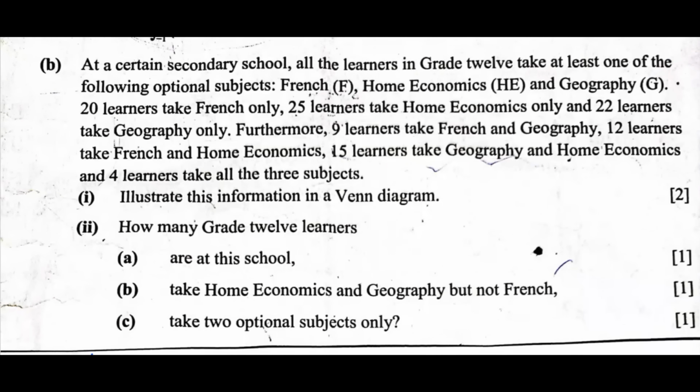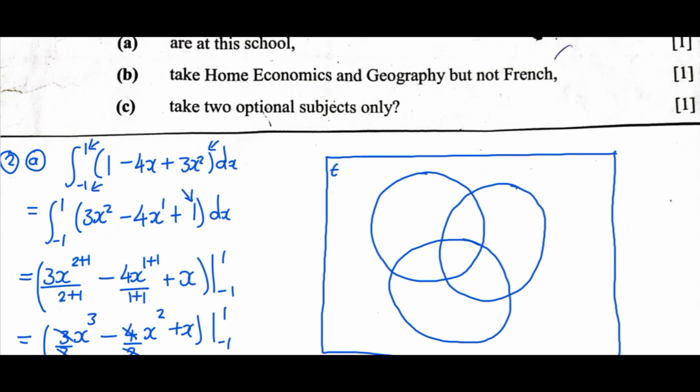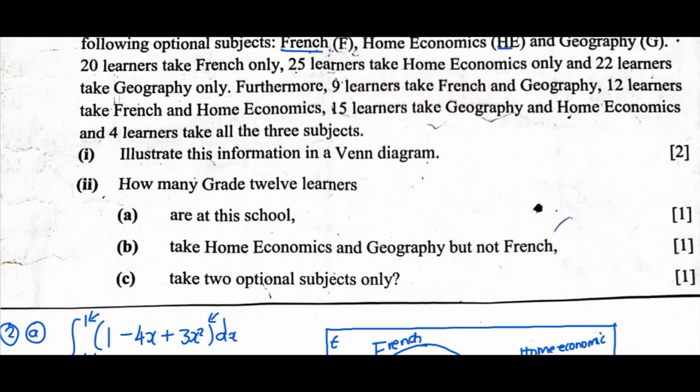So the question is we are dealing with French with F, home economics HE, geography G. So we know we are going to have French. Then here we are going to have home economics. Then here we are going to have geography. Now, after we were done, we can now look at what we are supposed to do.